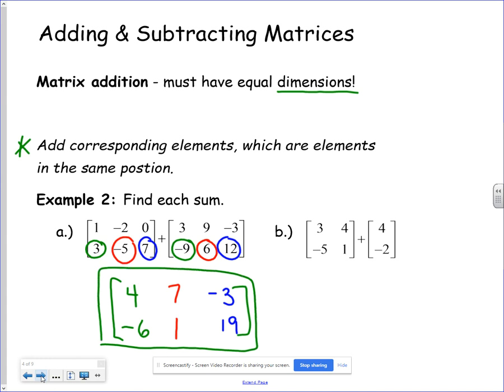All right, let's look at B. Well, the first matrix is a 2 by 2. The second matrix is a 2 by 1. They don't have the same dimensions. That means we can't add them together. So you just say the sum doesn't exist, or it's not possible.